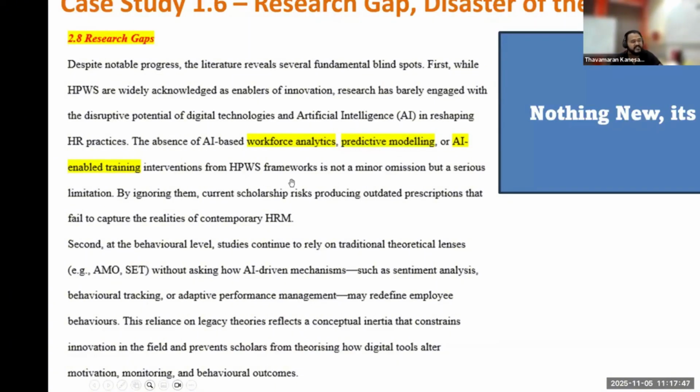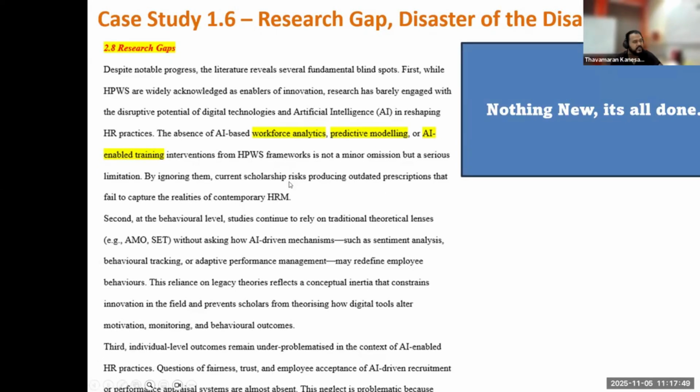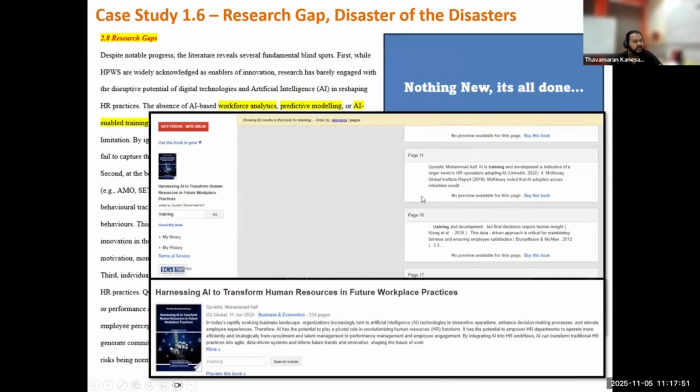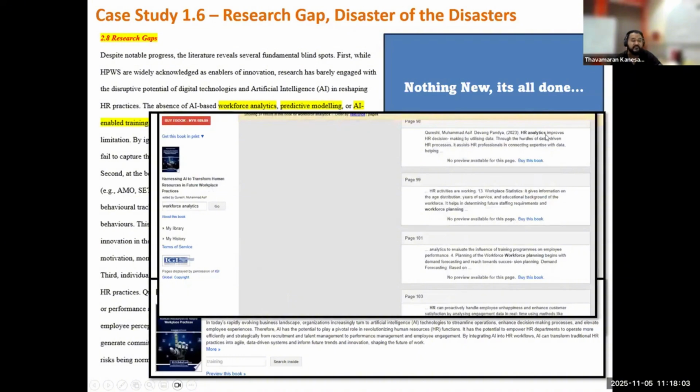All of these were never investigated, it says. AI in training and development is already done in this book, all from this book. Qureshi, same author, all the part done already. AI training done already. Next one, HR analytics and workforce analytics, the same term, interchangeable. HR analytics, workforce analytics, done already.